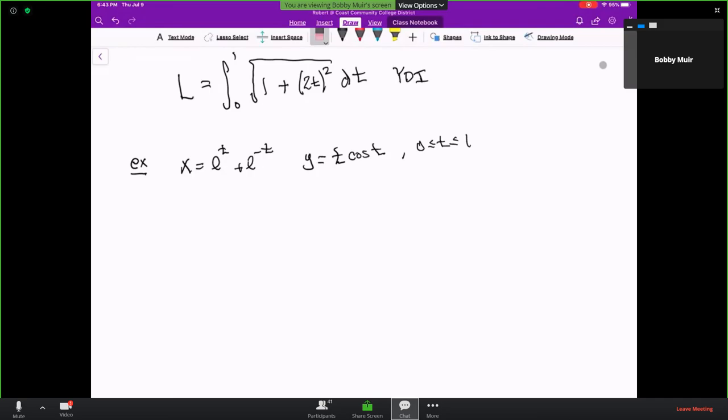Now, one of the interesting things about this that I like to point out is that we can compute the length of this curve, even though we don't know what it looks like. We would probably have to put it in a software package, or maybe painstakingly plot these points.